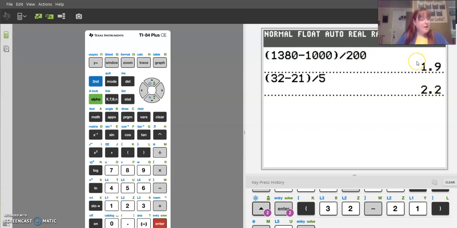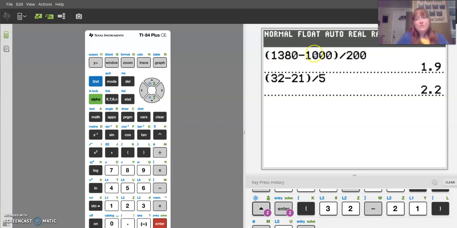This means that, is that Ella? Ella's score is 1.9 standard deviations above the mean because it's positive. And then Alicia's score is 2.2 standard deviations above the mean. So hers is higher.